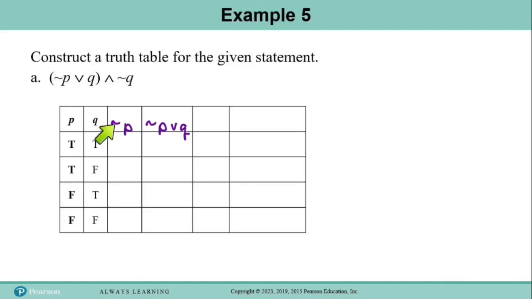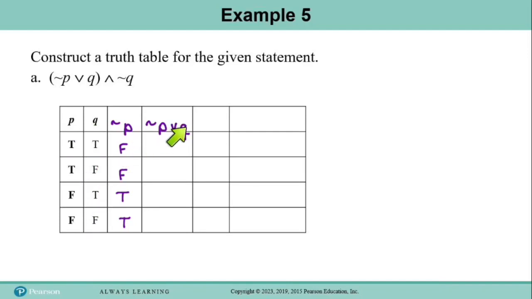So we know that not P is always going to be the opposite value from P. So where P is true, not P is false. And where P is false, not P is true. So we've got those filled in. Now we're going to do not P or Q. So we're looking at not P or Q. Q is in this column right here. Now this is an or statement.